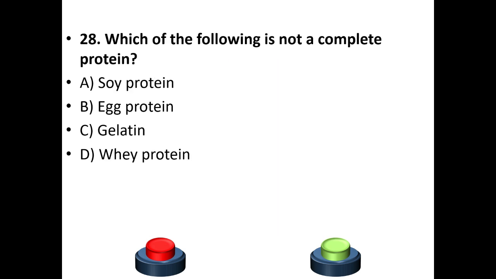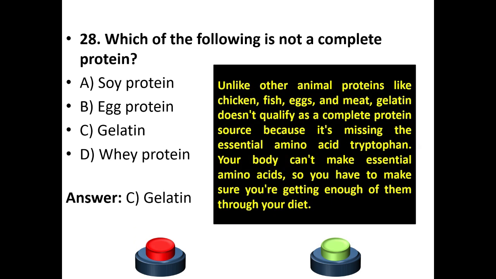28. Which of the following is not a complete protein? Soy protein, egg protein, gelatin, whey protein. Which is the answer? Here the answer is option C, gelatin. Unlike other animal proteins like chicken, fish, eggs and meat, gelatin doesn't qualify as a complete protein source because it is missing the essential amino acid tryptophan. Your body can't make essential amino acids, so you have to make sure you are getting enough of them through your diet.